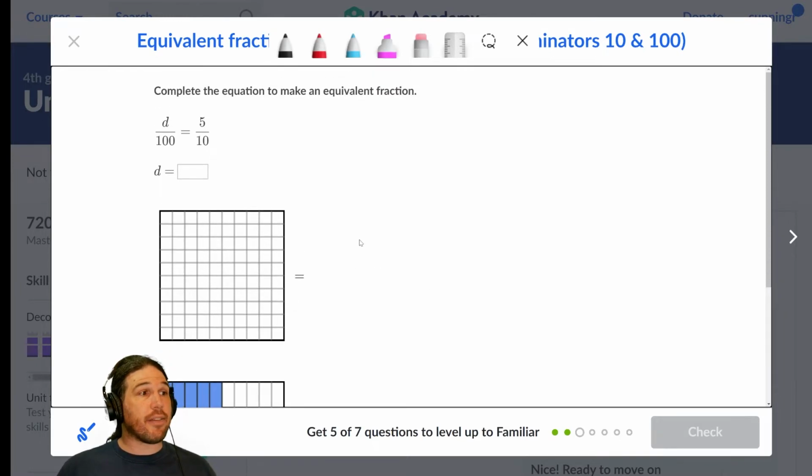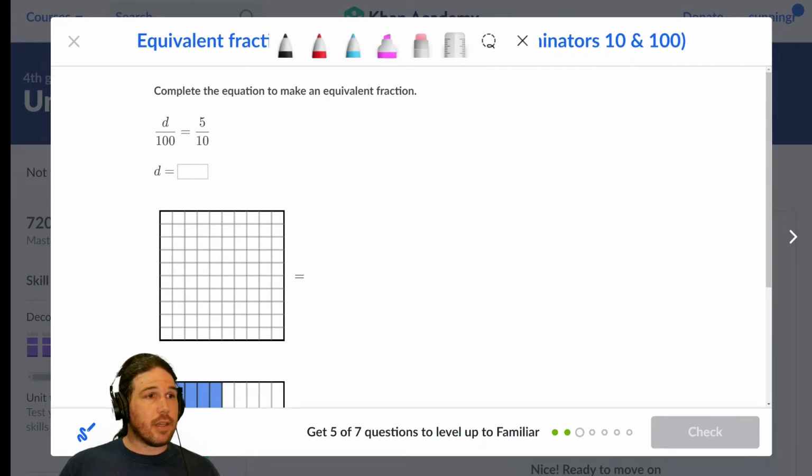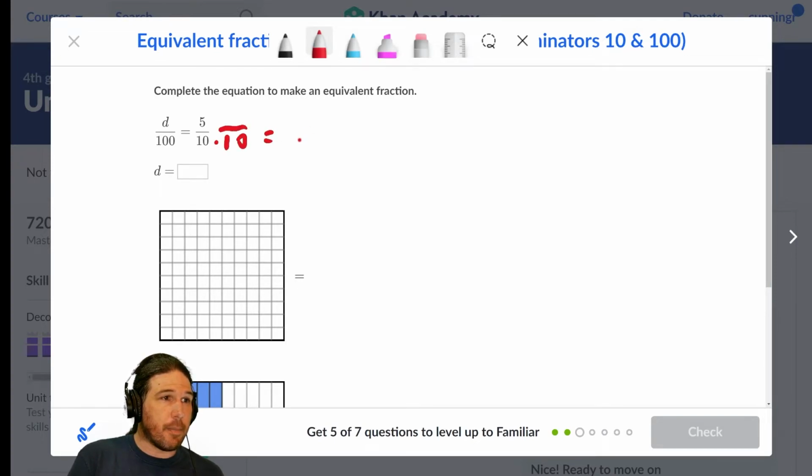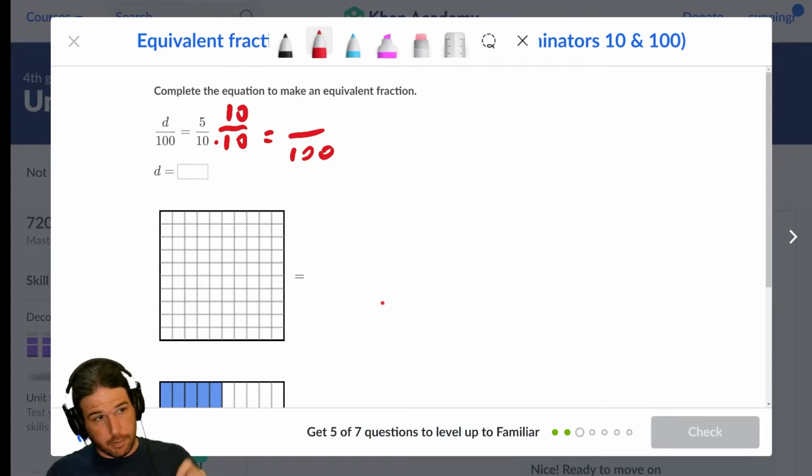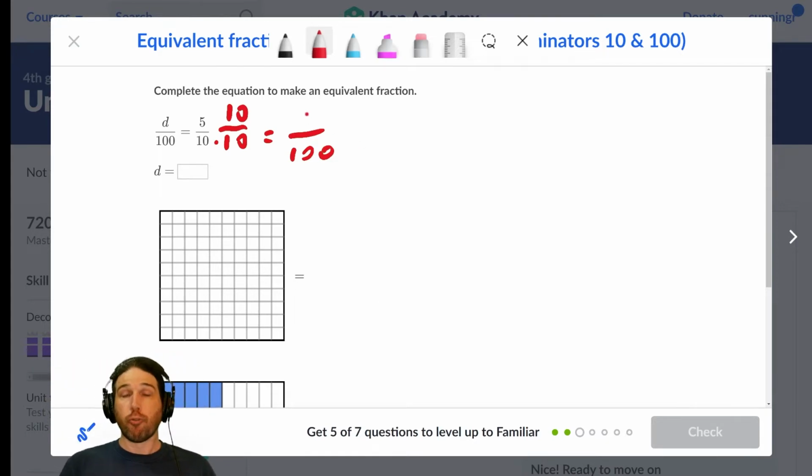So without even really having to look, if I have D over 100, I know that I have to multiply 10 times 10 to make 100 on the bottom. If I'm going to cut all the pieces into 10, that means that the 5 pieces that I do have also each get cut into 10. So those 5 strips that you can barely see underneath me here each become a row of 10 squares. There are 5 of them, so we get 50 out of 100.